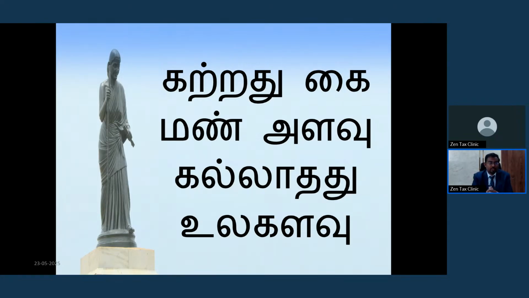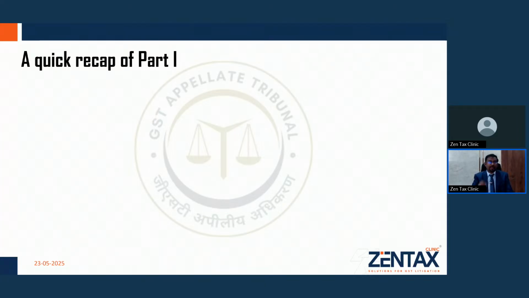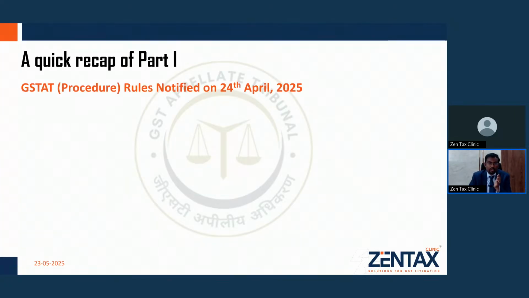So with this note, we will get started with a quick recap of the discussion that we had in the earlier session, the 73rd session of Zen Tax Talks. We had a detailed deliberation on part 1 of the GST Appellate Tribunal Procedure Rules. The GST Appellate Tribunal Procedure Rules were notified on the 24th of April 2025, and that is what we have been discussing so far.